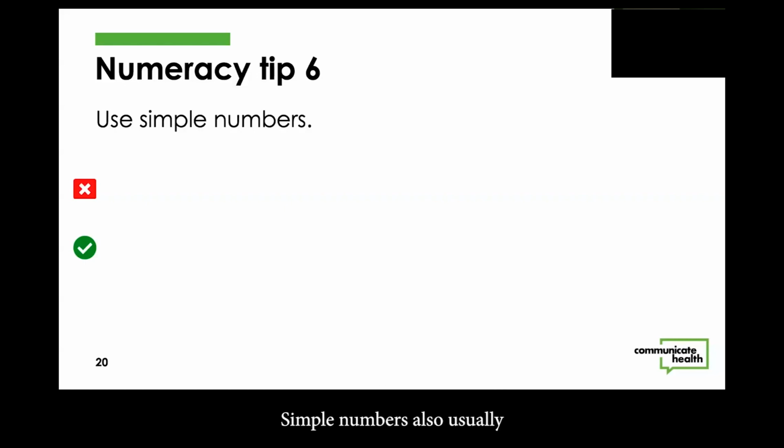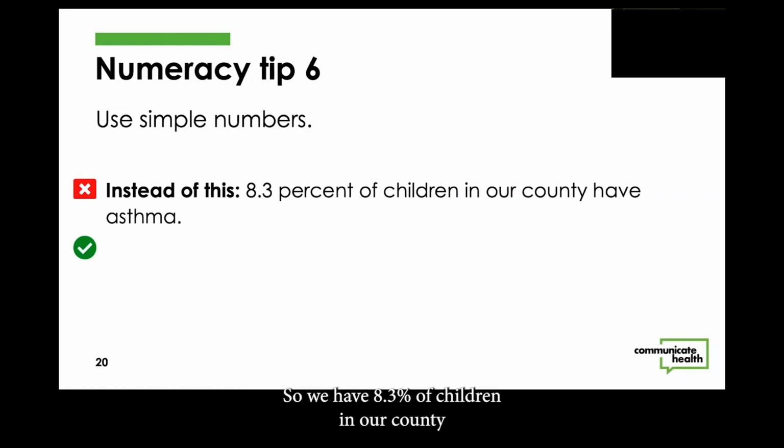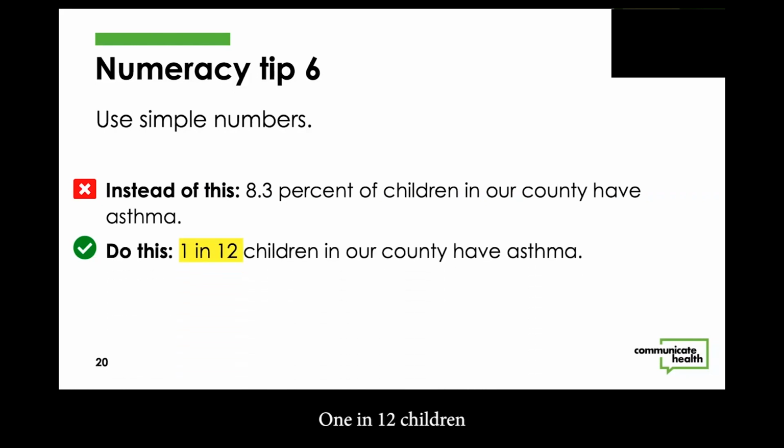Simple numbers also usually means using frequencies instead of percentages, which I already touched on. So we have 8.3% of children in our county have asthma. 1 in 12 children in our county have asthma. So this is real similar to the frequency we looked at before. That's just 1 in 12 is easier for people to picture than 8.3% really, or probably even just 8%.